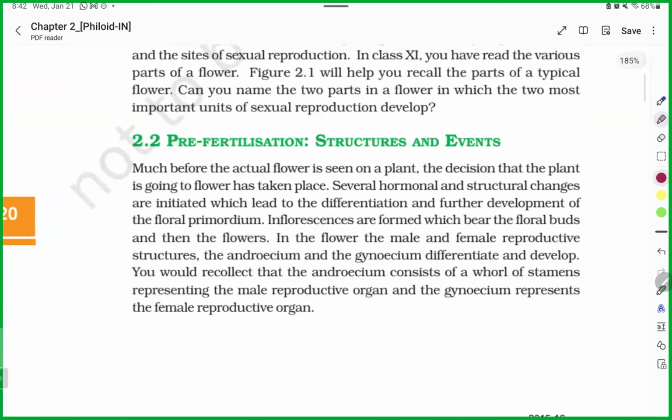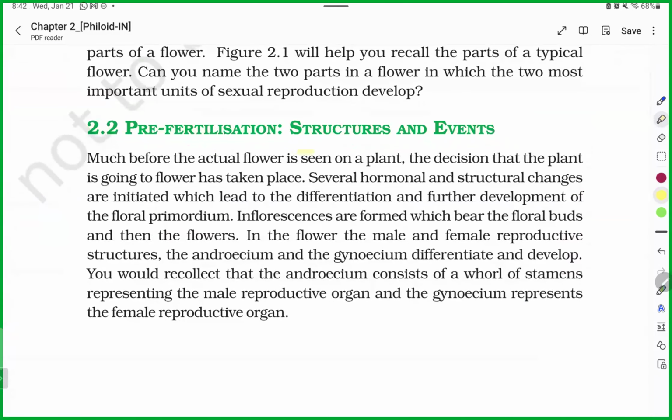Pre-fertilization events. Much before the actual flower is seen on the plant, the decision that the plant is going to flower has taken place. Even before actual flowering, genetic factors decide this. Correct? What are the responsible factors? Hormones are responsible for this. Structural changes are responsible too, and these structural changes and hormones will do differentiation and further development of the floral primordia. Barinder, what is differentiation?